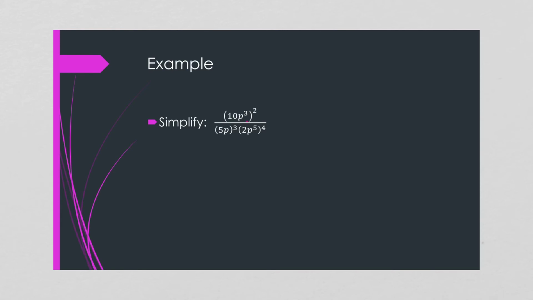All right, the numerator. So let's take this piece, 10 to the second power. That would leave us with 10 to the second power. That's good. P to the third power to the second power, which is p to the sixth power, over, now I'm going to do this piece right here, 5 to the third power, p to the third power, times 2 to the fourth power, p to the 20th power. Okay, now let's simplify even further.